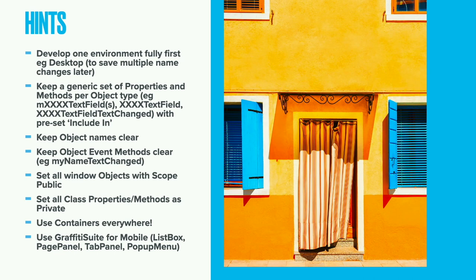Okay, so what are some of the hints? If you knew that you were having to create a multi-environment application, I would do the development in one of those environments first. The most flexible by far is desktop. So I would create a desktop version of the application first using those techniques that I talked about before, but just do one and get it all working properly. The advantage is that if you move things around onto other containers or other screens, or you change their names, you're not having to change the name four times. Get it right once, get the desktop version working, and then move on.